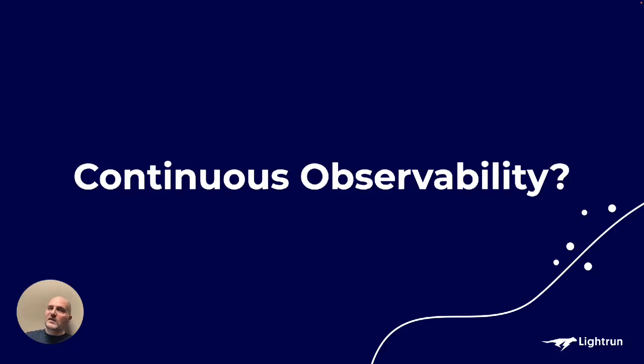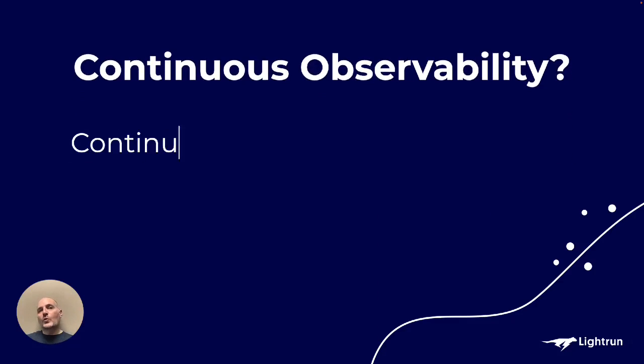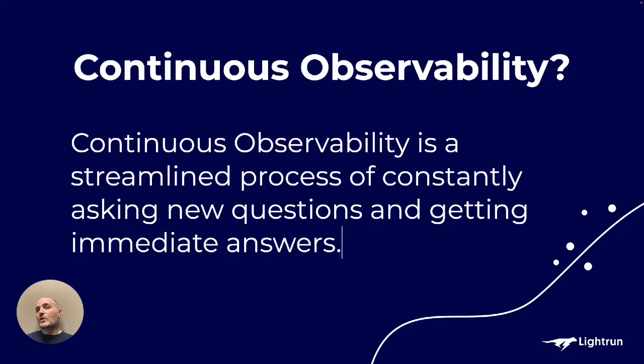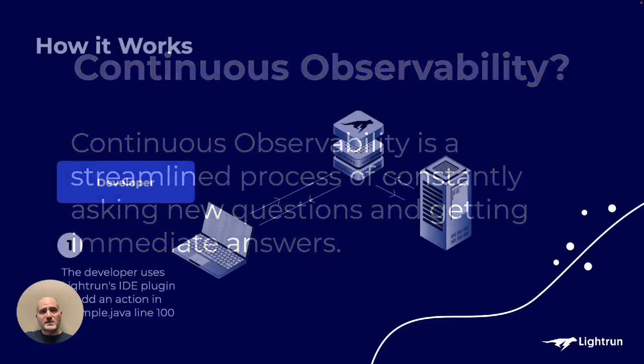But what's continuous observability? With continuous observability, we don't ship new code either, but we can ask questions about the code. Normal observability works by instrumenting everything and receiving the information. With continuous observability, we flip that and we ask questions, then instrumentation is made based on the questions. So how does that work in practice?